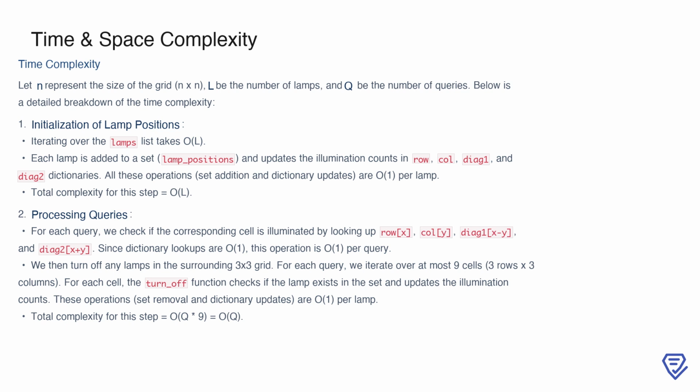For each query, we determine if a cell is illuminated by performing dictionary lookups for its row, column, and diagonals. Each lookup is O(1). Additionally, we turn off any lamps in the surrounding 3x3 grid. This involves iterating over up to 9 cells and performing constant time operations like checking, removing lamps from the set, and updating illumination counters. Since these steps are bounded by the number of queries Q, the total time for processing queries is O(Q). Together, these two steps result in an O(L + Q) time complexity for the entire solution.